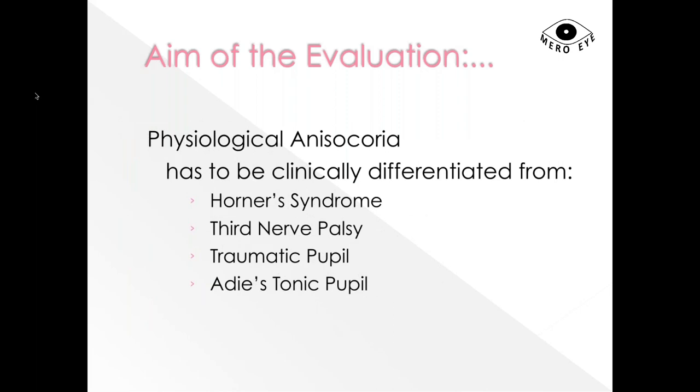Then when there is anisocoria, always measure the size to see whether it's physiological anisocoria, because if it's physiological, then no further workup needs to be done. But if it's Horner's syndrome, then we have to rule out whether it's postganglionic or preganglionic, because postganglionic is usually caused by mostly benign conditions. If we are thinking about a preganglionic lesion, we may have to do further investigation to find out the cause. Then we have to rule out third nerve palsy, but usually third nerve palsy will have other symptoms, like other extraocular muscles being involved. There'll be ptosis, so that will help us to diagnose. Then if there's a history of trauma, find out whether it's a traumatic pupil. And if there is a tonically dilated pupil, we have to think about Adie's pupil.